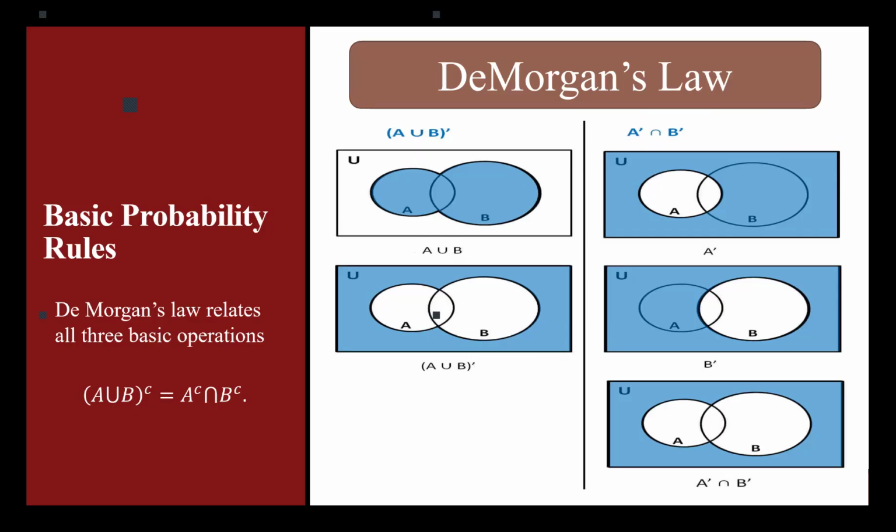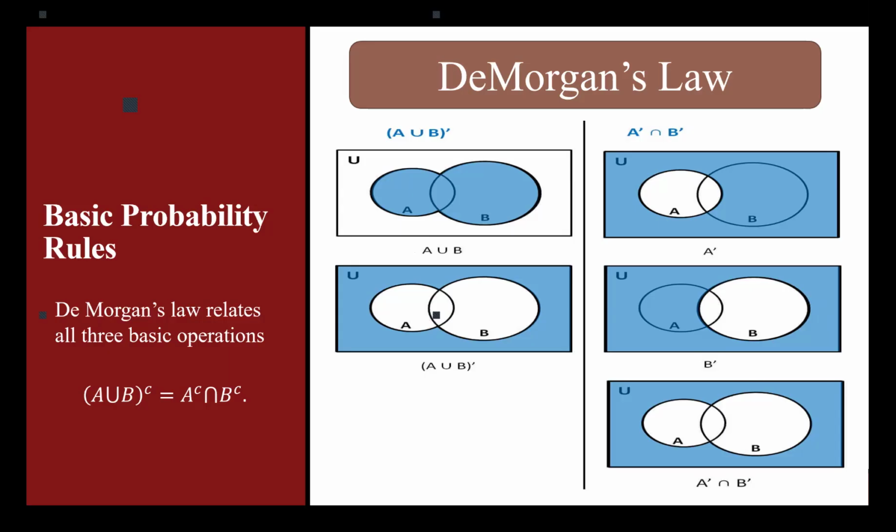Now, one of the interesting ones is De Morgan's law. De Morgan's law says that the complement, and again I used another accepted notation, instead of that C we can just use a prime, the complement of A union B is equal to the intersection of the A complement and B complement. You can see the Venn diagram of why these two are equal to each other.